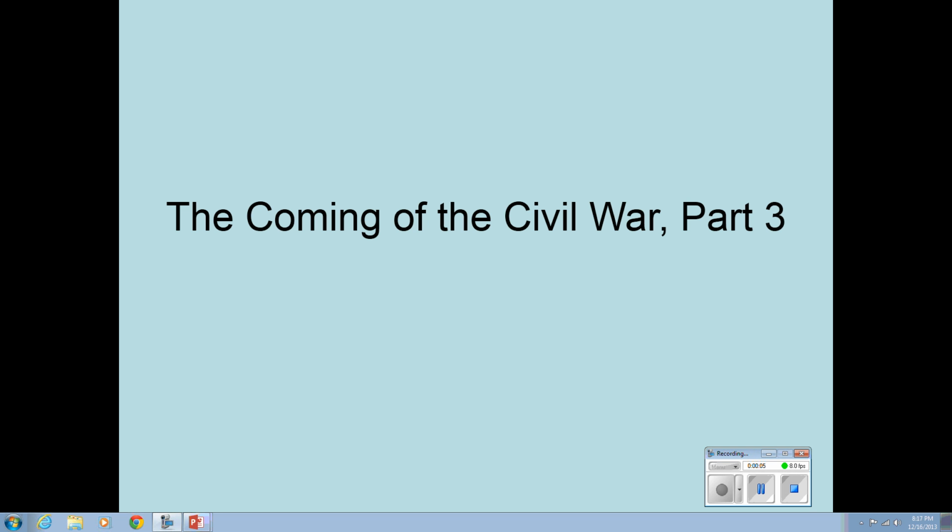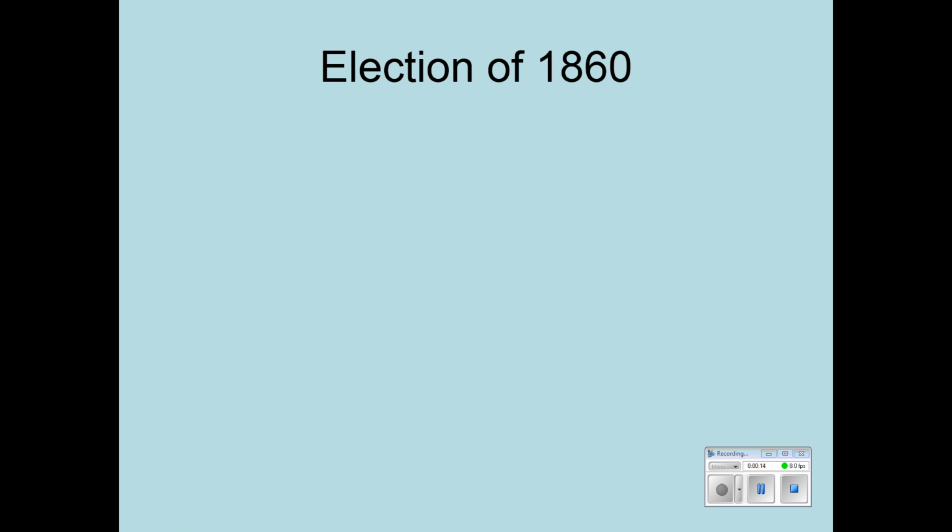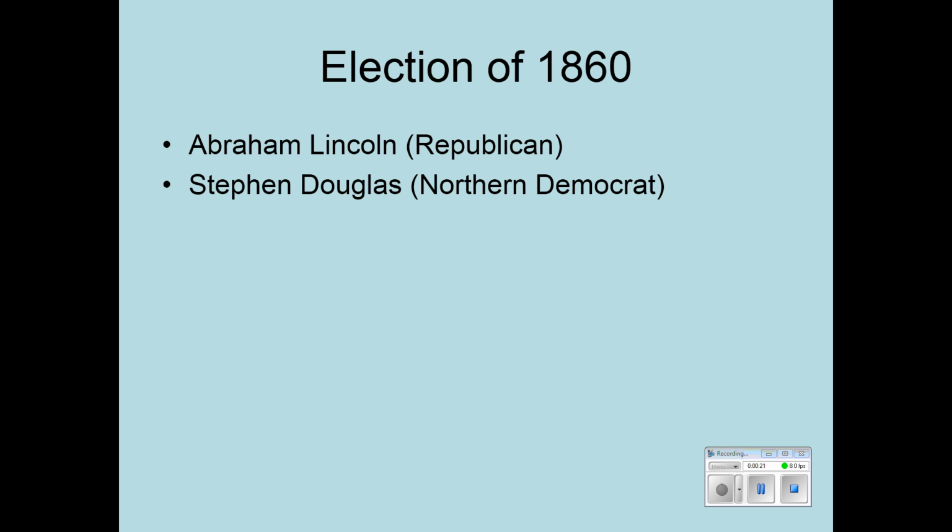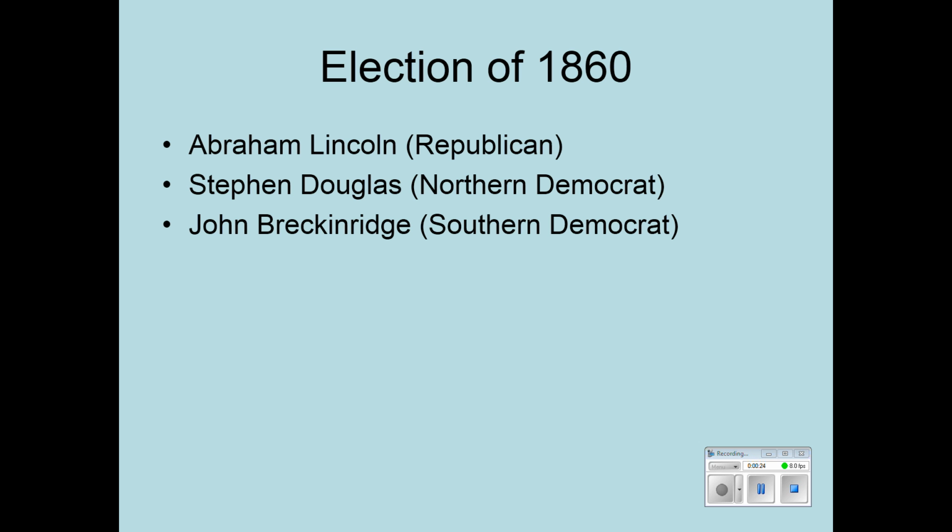At the end of this long series of polarizing events of the 1850s is the event that finally pushed the nation into civil war, and that was the election of 1860. The candidates were Abraham Lincoln, the Republican, Stephen Douglas, the Northern Democrat, John Breckinridge, the Southern Democrat, and John Bell of the Constitutional Union Party. The Democratic Party obviously had split into two. They each nominated a separate candidate.